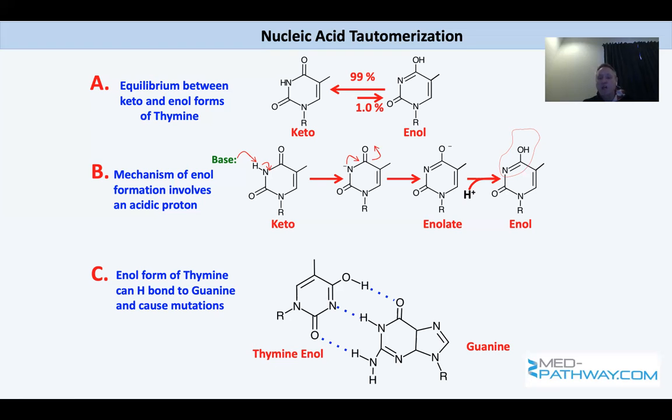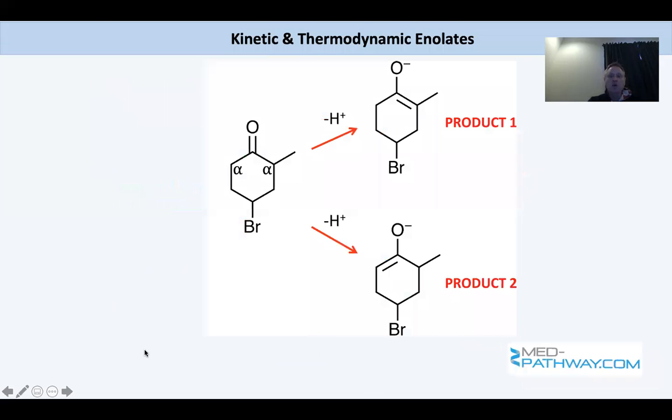Now you have mechanisms that go back and fix it, but this keto-enol tautomerization is an intrinsic way to introduce mutations into nucleic acids. There's also another thing called kinetic and thermodynamic enolates. So this concept of kinetic versus thermodynamic is a big deal on the MCAT. You're bound to see something like this at some point.